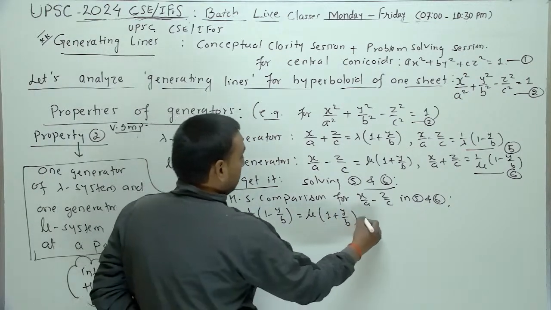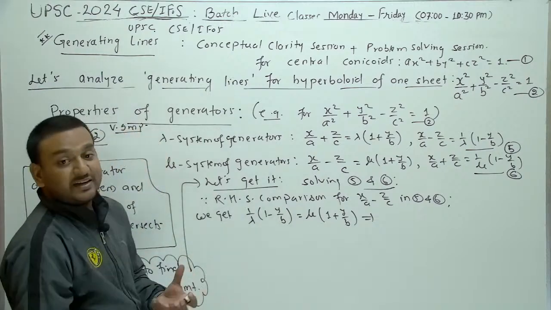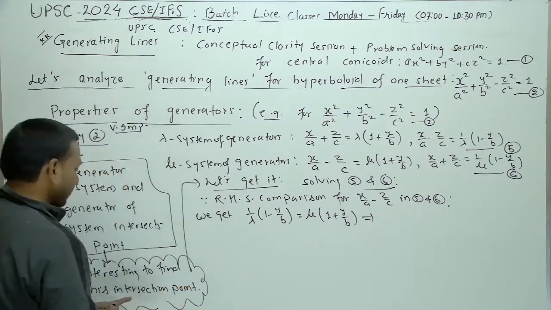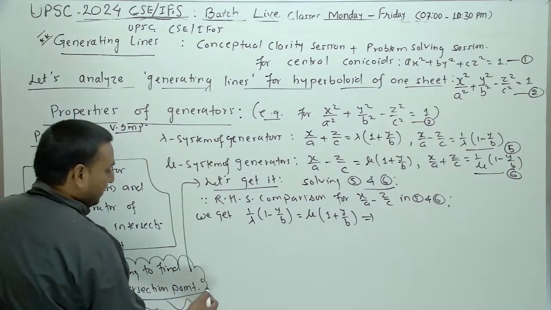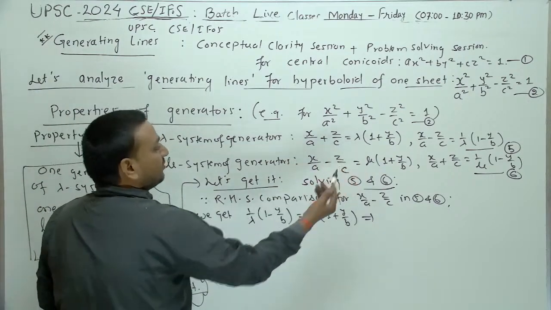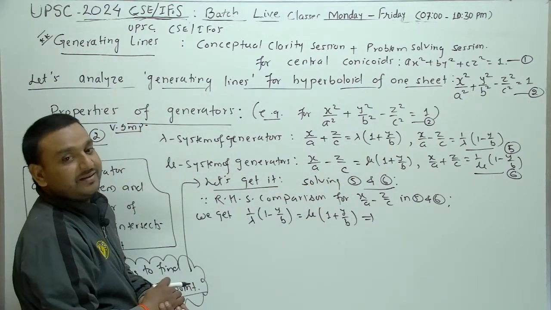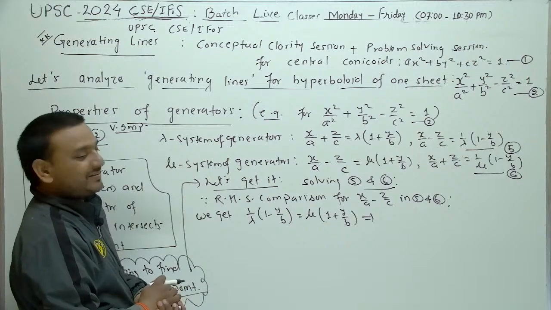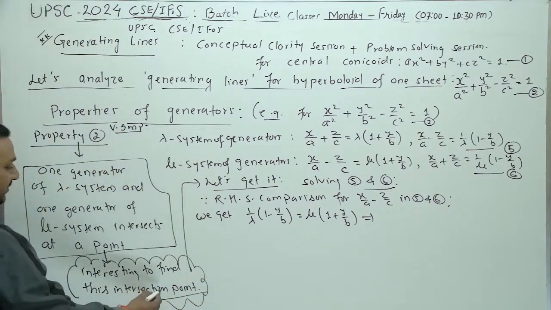Because we are interested in finding the x, y, z values, right? Intersection point means what? Find the x value, y value, z value out of this system of equations.